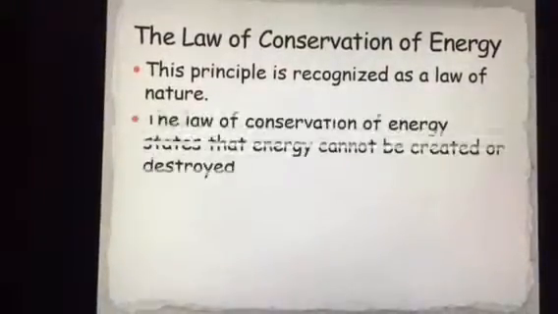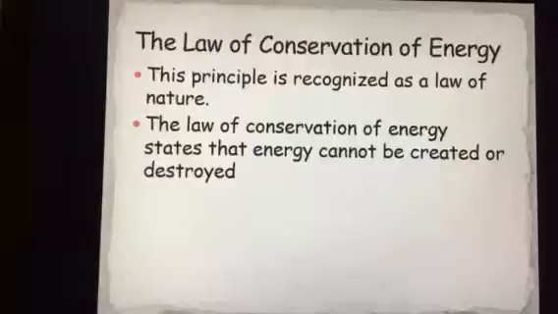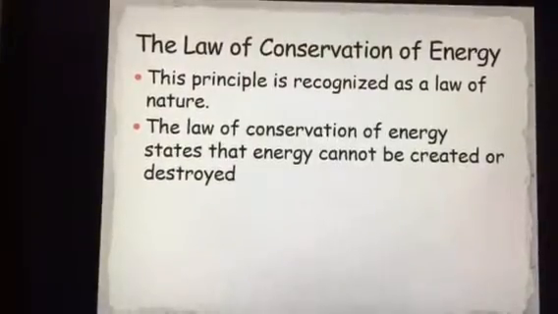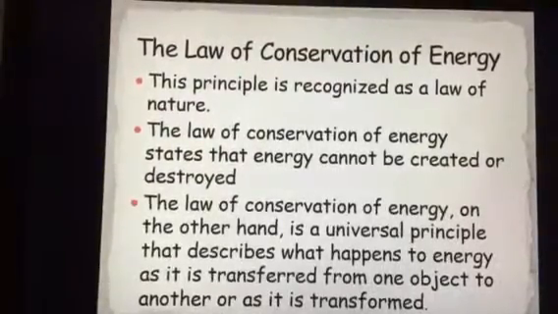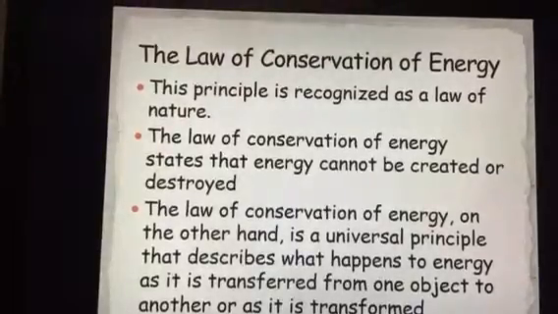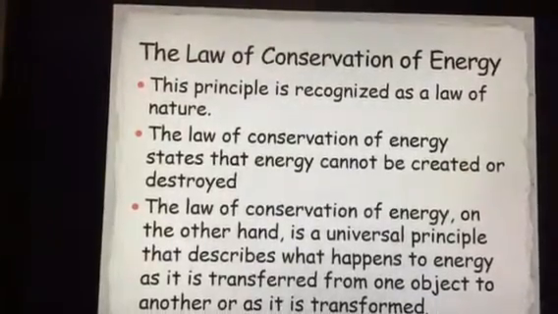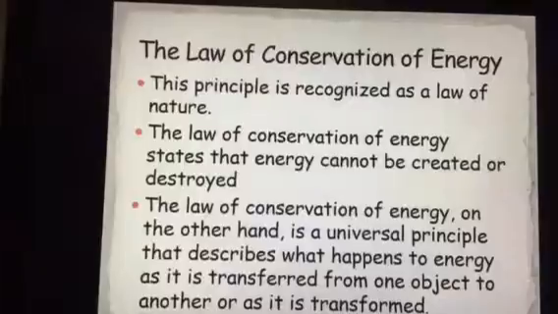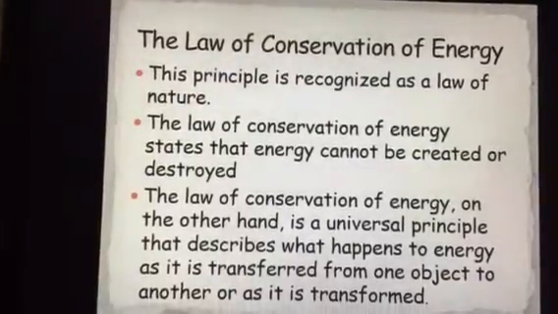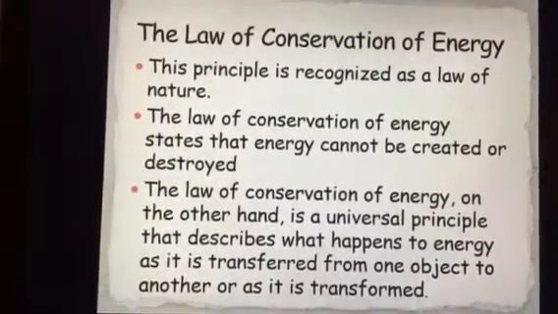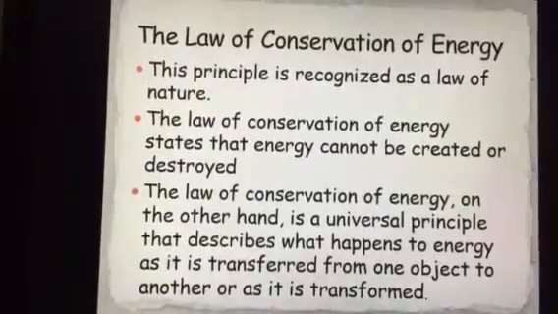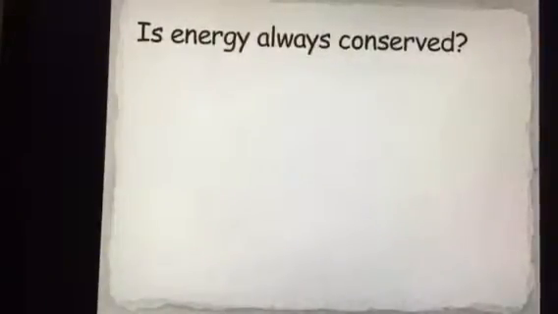Now, this principle is a law of nature, which means it always happens. And so we know that it cannot be created or destroyed, and that this is going to be conserved no matter what. So this is a universal principle that describes how energy can be transferred from one form to the next. Remember, just because it's electrical energy to start with doesn't mean it can't be transferred into 3 or more forms of energy.